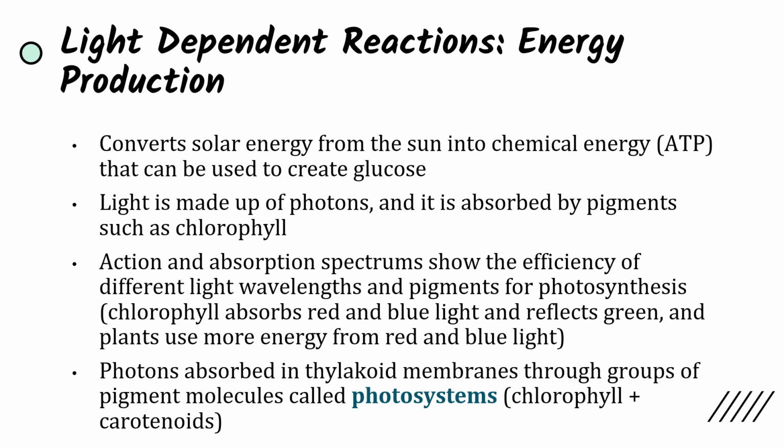And the photons are absorbed in the thylakoid membranes through groups of pigment molecules called photosystems. And these pigment molecules include chlorophyll, like previously mentioned, and carotenoids, which go for more orange shades. And we have to look at two specific photosystems today. The first one will be photosystem 2. Do not let this confuse you. The order of the photosystems is always going to go 2 to 1 in order that they were discovered. But photosynthesis starts with photosystem 2. Let's take a look now.